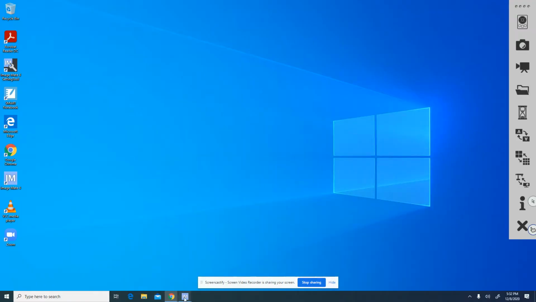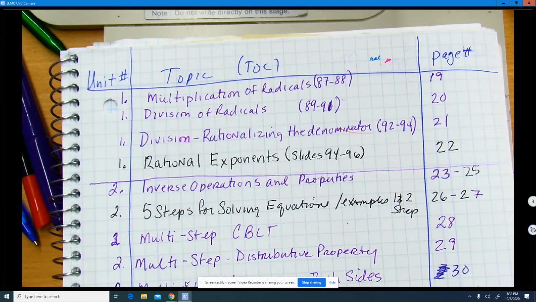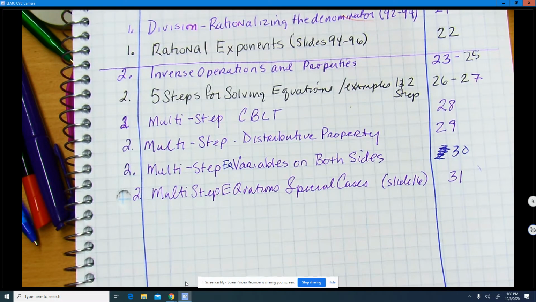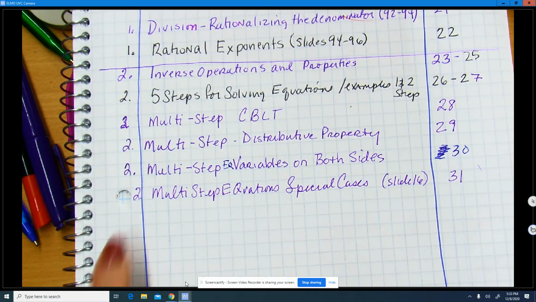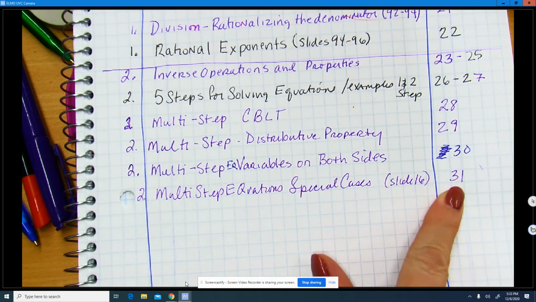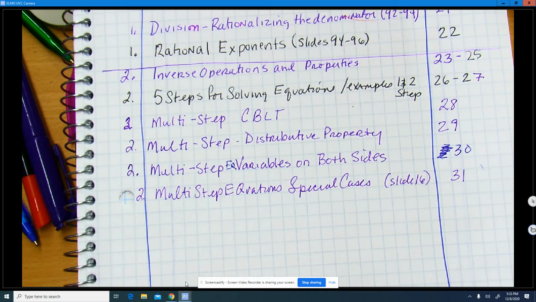Okay, so today we're going to talk about solving multiple step equations, special cases. Okay, so still in Unit 2, multi-step equations, special cases, slide 16, and I'm on note page 31 in my notebook. So I'm going to put that down in your TOC.